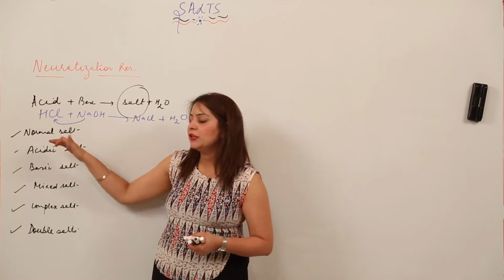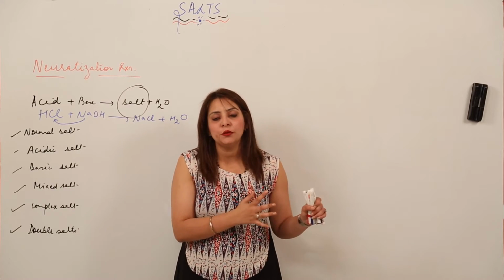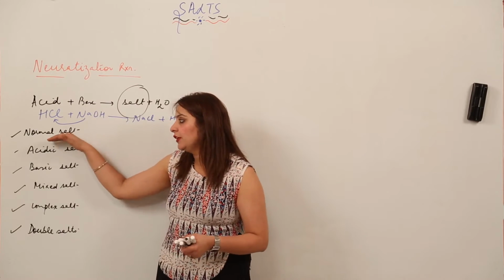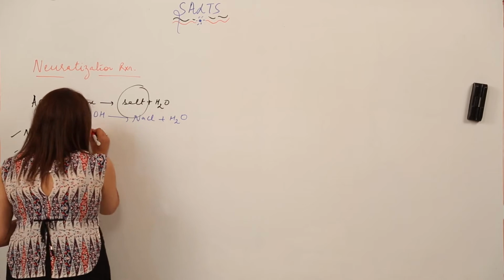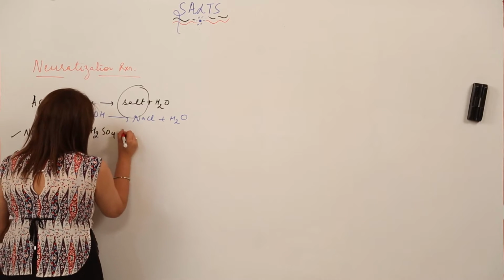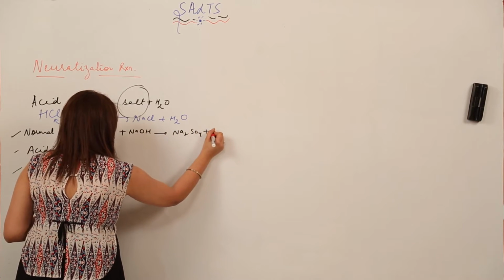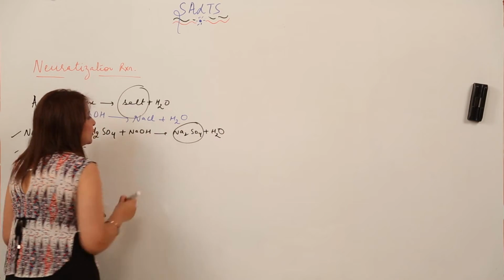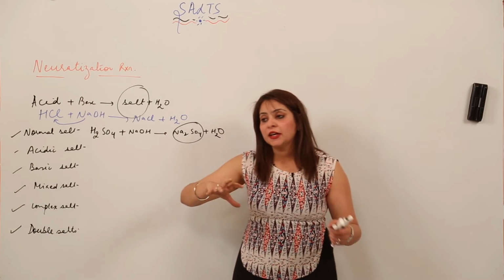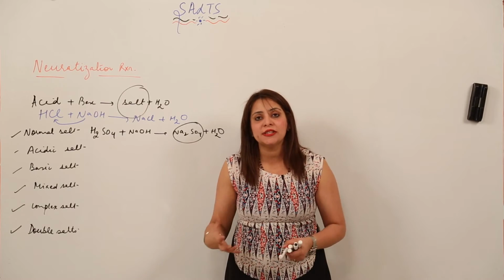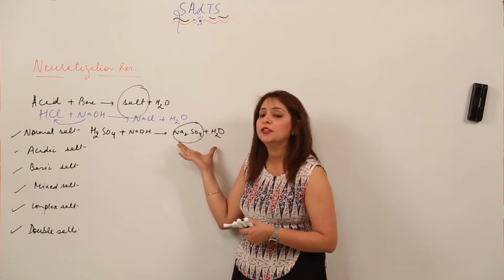Now what happens in the normal salt? Whenever all the H ions from the acid and all the OH ions from the base are replaced, we get the normal salt, as I have just stated here. Another example: H2SO4 plus NaOH gives Na2SO4 plus H2O. As you are unable to see any H or OH in it, it is a normal salt. There is a complete replacement of H ions from the acid and OH ions from the base, which is why you get the normal salt.